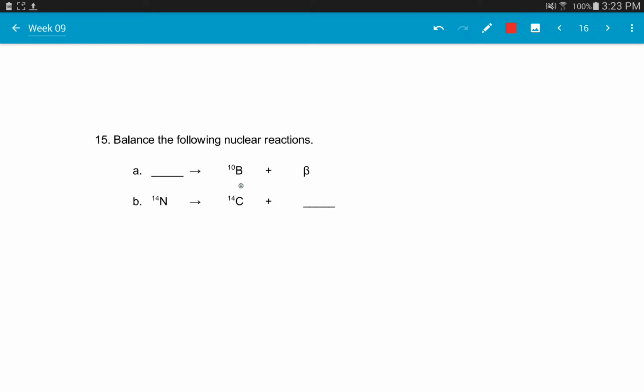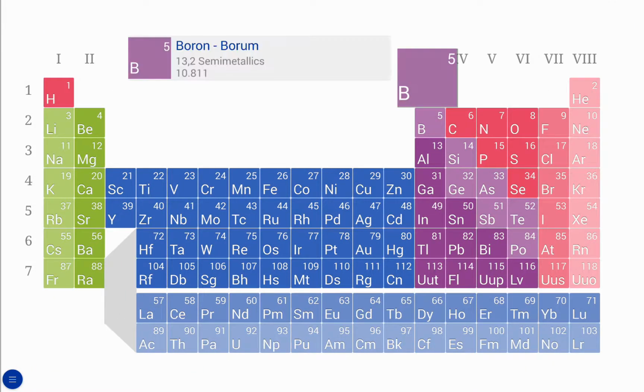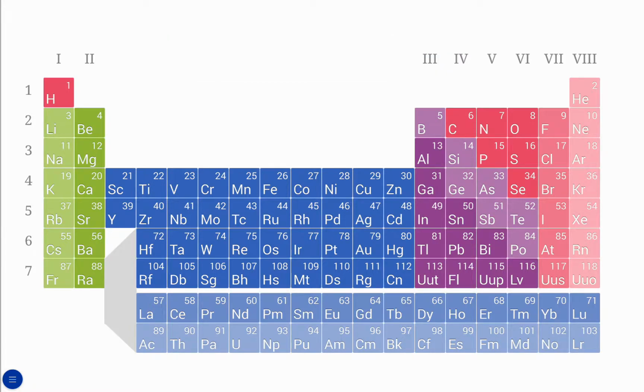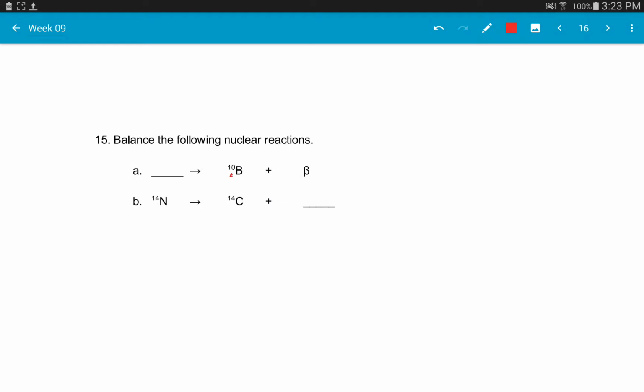So to do our nuclear reactions, we need to know not only the atomic mass, but also the atomic number. So if we go to the periodic table, for boron, we can say that it has an atomic number of 5. So we can fill in the 5.